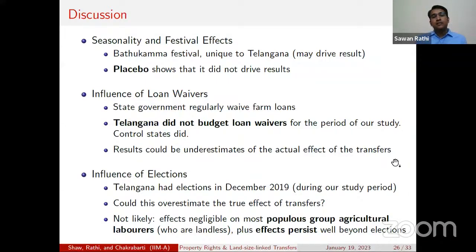Also, what we find is the effect of the Raitu Bandhu is not momentary. We extend the data and we find that there is a persistent effect. And therefore, we cannot just talk about one particular election in one particular year that would have caused this change. So this is in terms of discussion.